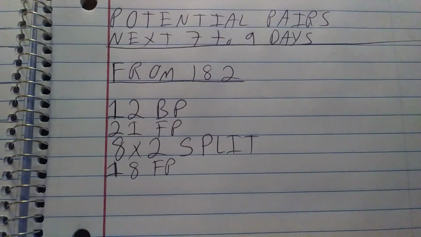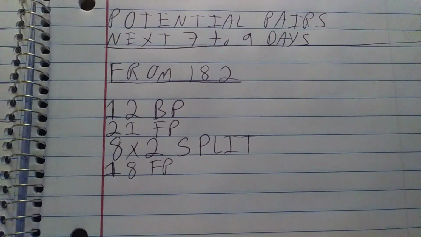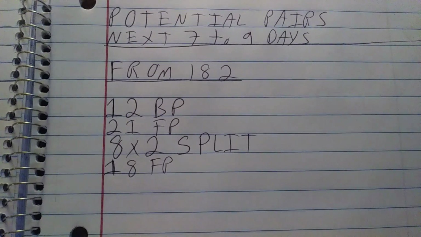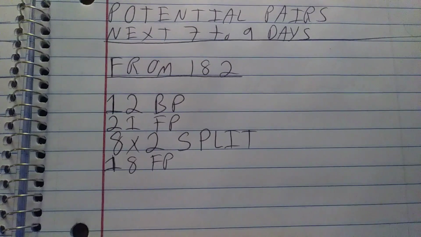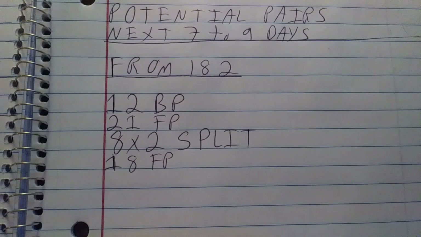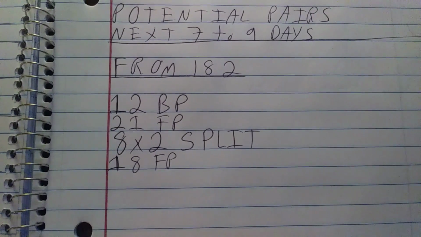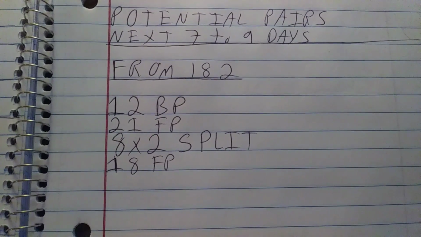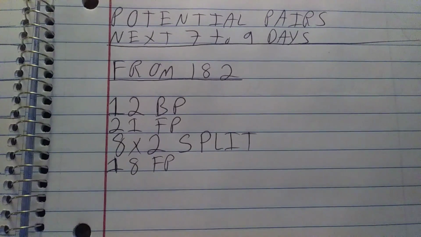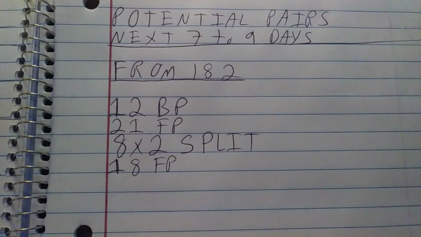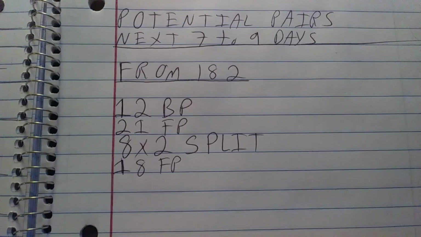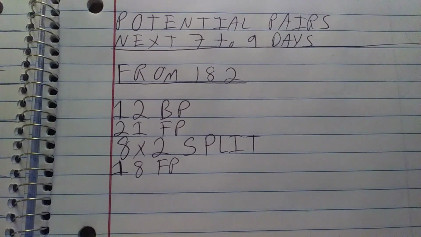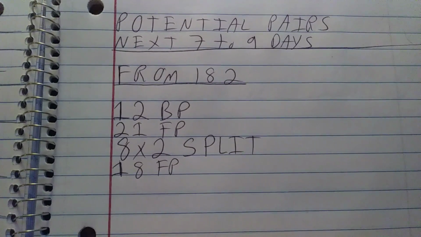So tonight, you had a 182 fall. So in the next 7 to 9 days, you might have a 1-2 back pair, a 2-1 front pair, an 8x2 split, a 1-8 front pair, and then these could also reverse, so 8x2 might turn into 2x8. And you might also still get the digits, like a 2-1 front pair, for example.